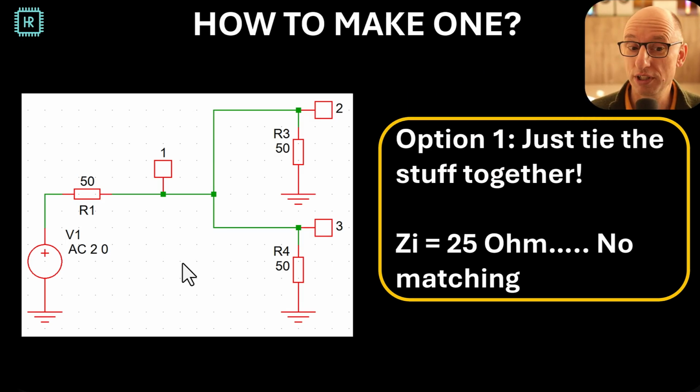Well, the most simple way is just tie everything together. But now we have a small problem that the input impedance here at port 1 is 2 times 50 ohm in parallel, which is 25 ohms. So now we have a mismatch. So that's not going to work.